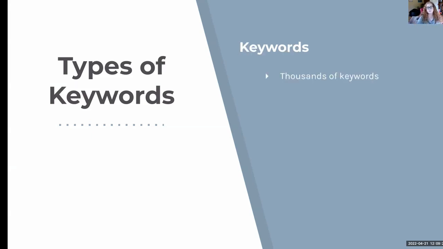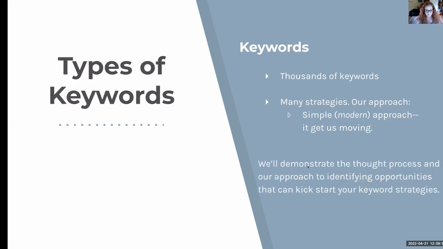Keywords, there's thousands of them and millions of searches done. And the number rises every couple of years. 17%, I think, or 7% of all searches are completely new searches. We're going to teach you our strategy and approach for picking keywords. And it's simple, it's modern, and it moves us quickly. We're going to demonstrate that process.